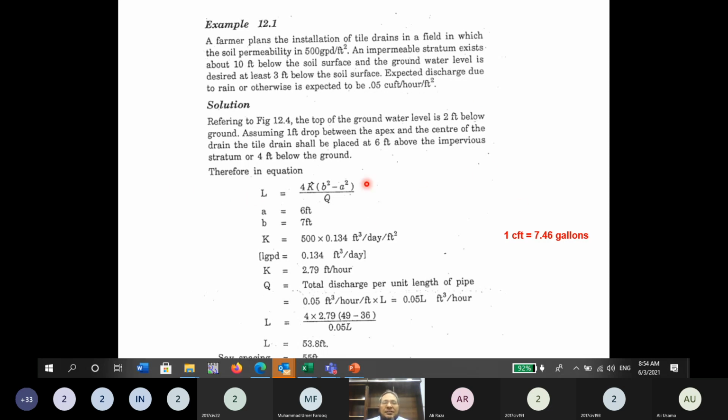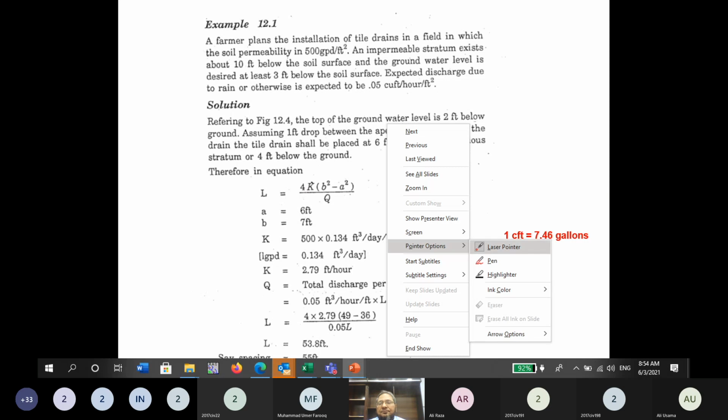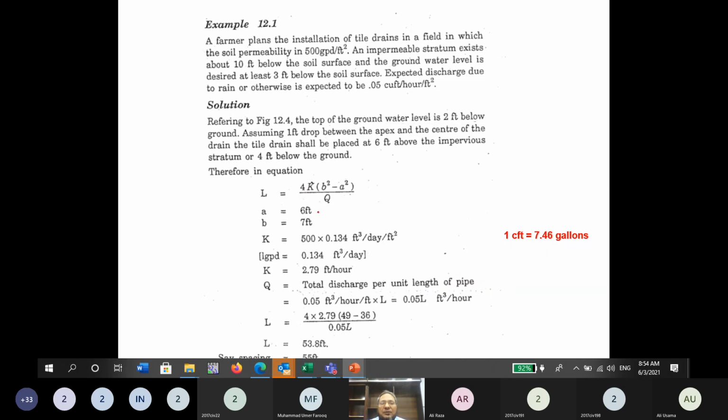Now this is the solution. This is the equation for L. A and B values we have already learned how to compute. The value of K is 500, and what is 0.134? That is the relationship between gallons per day: 1 gallon per day is equal to 0.134 cubic feet per day. So when we multiply it, we get these units, cubic feet per day per square feet. Now the value of K finally came to 2.79 feet per hour, if you convert these units.